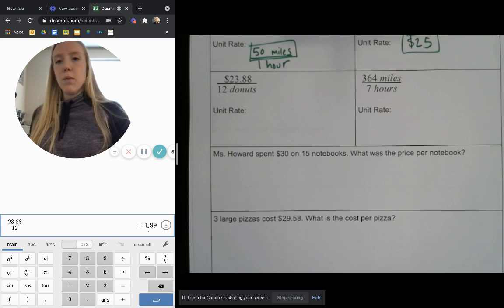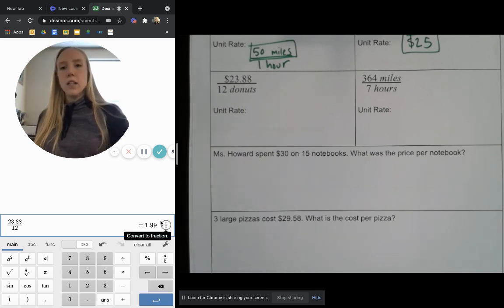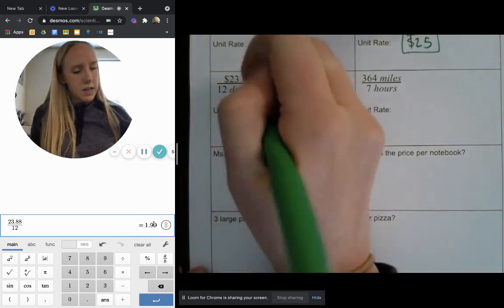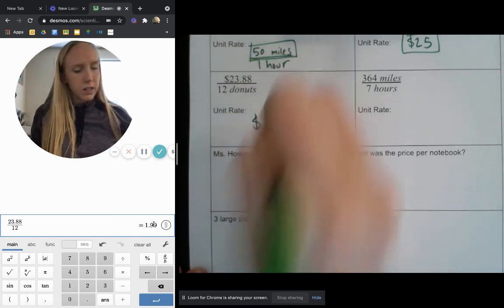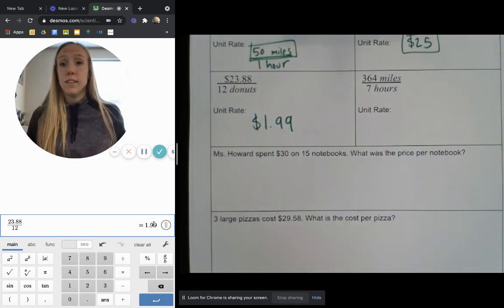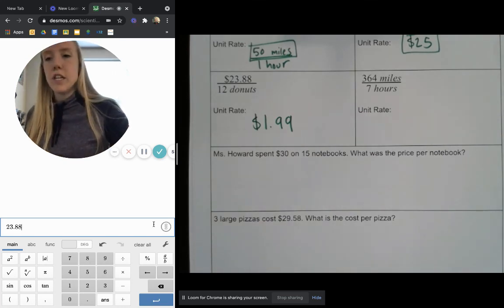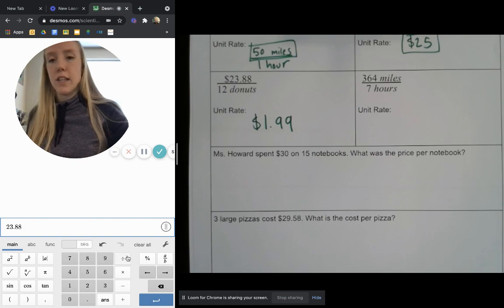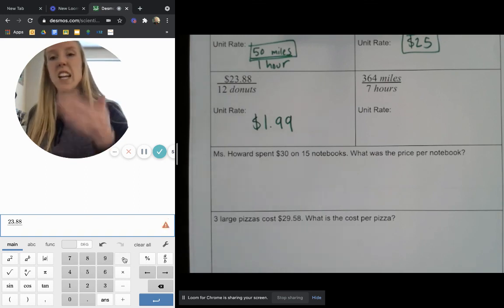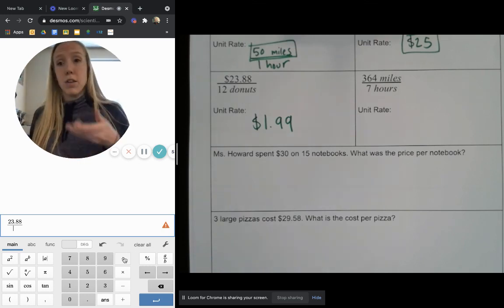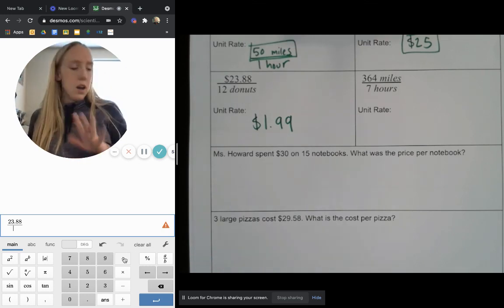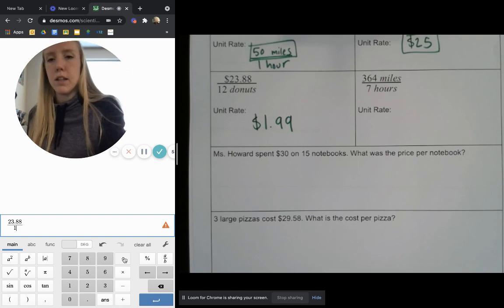So our unit rate is $1.99. And remember, divide, divide, divide. The other way I could have shown division here is instead of writing it as a fraction, I could have hit the division symbol right here, and it turns it into a fraction anyway. But if you would rather hit the division symbol rather than the fraction bar, that's fine too. But it gives us the same answer, $1.99.